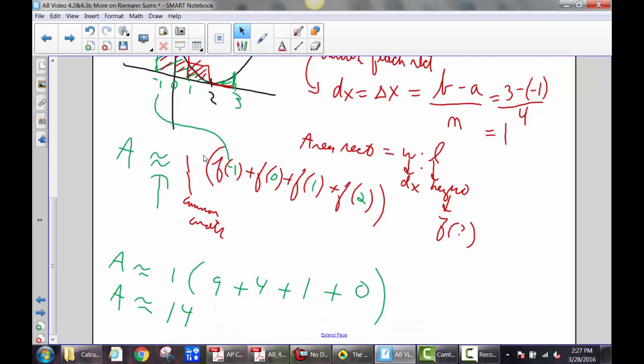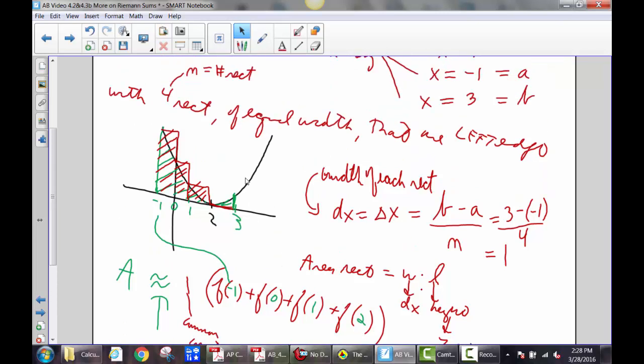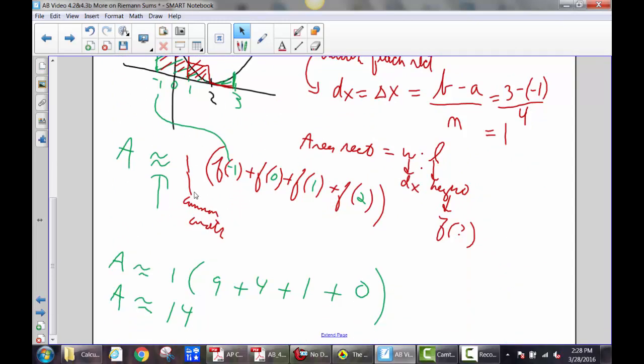So we have a common width of 1, which I pull on the outside. First rectangle's height is f of -1 plus f of 0 plus f of 1 plus f of 2. And of course, here's your f of x that you'll be plugging these x's into. And you'll get 14.